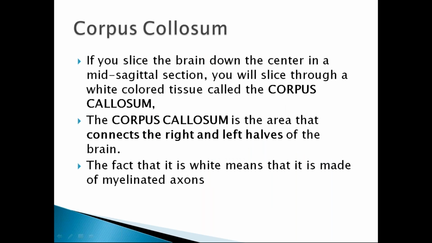Now this is really important, the corpus callosum. If you slice the brain down the center in a mid-sagittal section, you will slice through a white-colored tissue called the corpus callosum. The corpus callosum is the area that connects the right and left halves of the brain. The fact that it is white means that it is made up of myelinated axons. So think about it. There is a syndrome called split brain syndrome, and these are for people who were born with the corpus callosum not connecting.